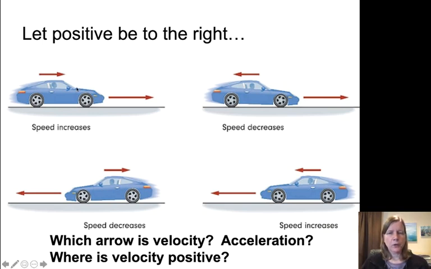In the upper two, a car is moving to the right. In the lower two, a car is moving to the left. We'll make right be the positive direction, let positive be to the right. So which arrow is velocity?